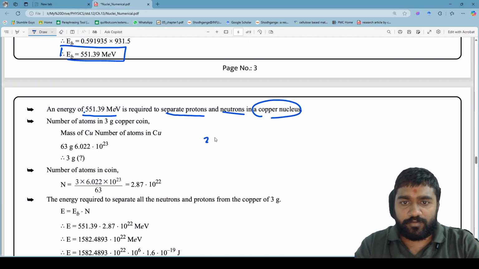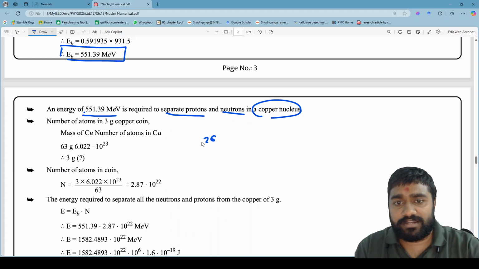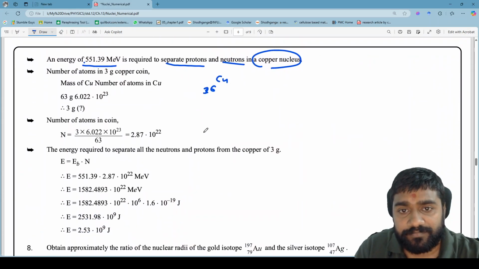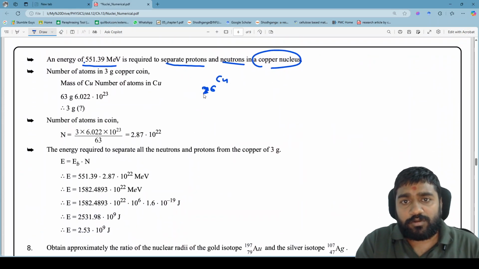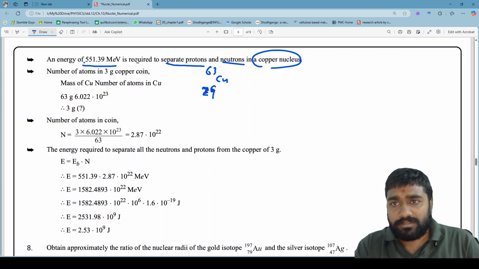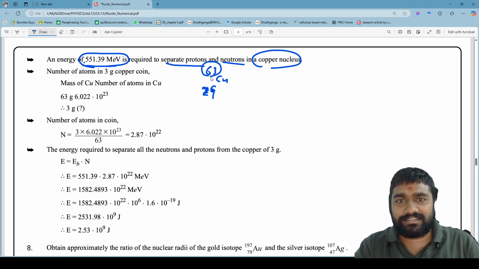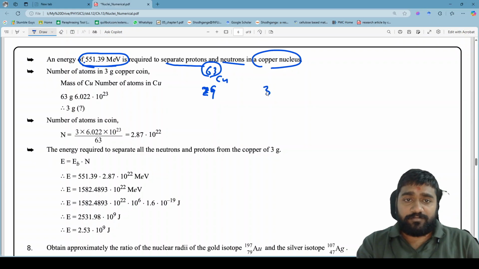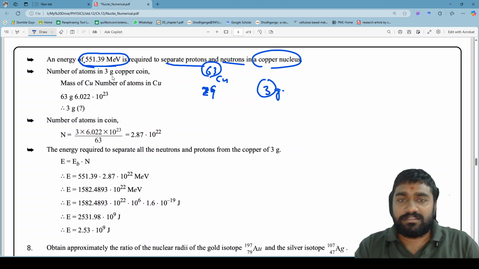Okay, now this much energy is required to separate protons and neutrons in copper nucleus, but here copper 29, 63. So this much energy is required for the 63 gram of substance, but in the question we have been given 3 gram only, so we have to convert it into 3 gram.